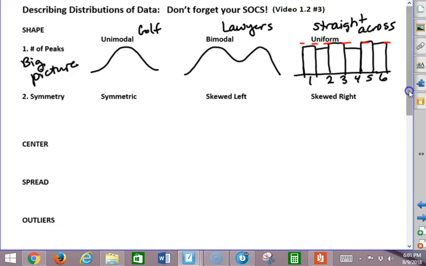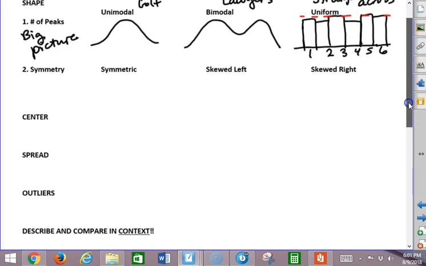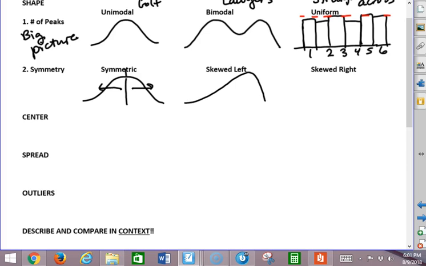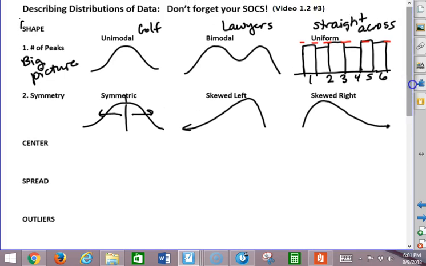The second thing, especially if it is unimodal, then we want to go on and say whether it's symmetric, skewed left, or skewed right. So symmetric, same on both sides. Skewed to the left means that most of the data is on the right, but the tail goes to the left, okay? Skewed right, the tail goes to the right. So there's shape, that's the first thing we want to talk about. The second thing we want to talk about is center, which is the approximate middle of the data.